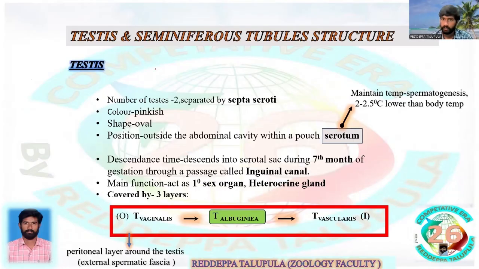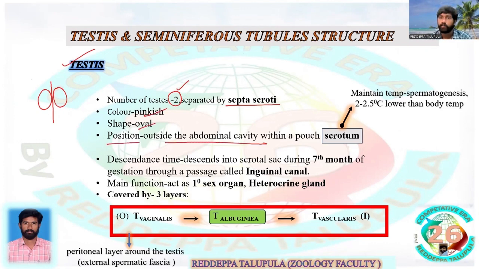Now, as I informed you, if you talk about the characteristics of the testes, the number of testes will be two. There will be two testes separated by the septa scroti. The color is pinkish, the shape is oval, and the position is outside the abdominal cavity within a pouch; that pouch is known as the scrotum. This scrotum maintains the temperature required for the process of spermatogenesis, that means 2 to 2.5 degrees Celsius lower than the body temperature. Next, descendancy time. It will be around the 7th month of gestation, and the passage through which the testis descends into the scrotum is nothing but the inguinal canal.